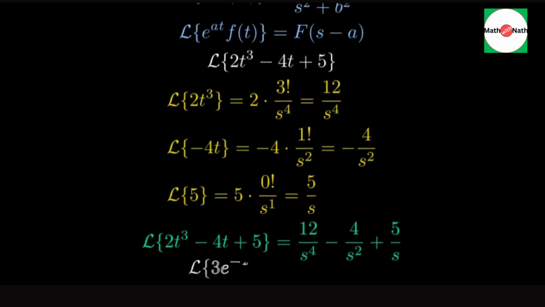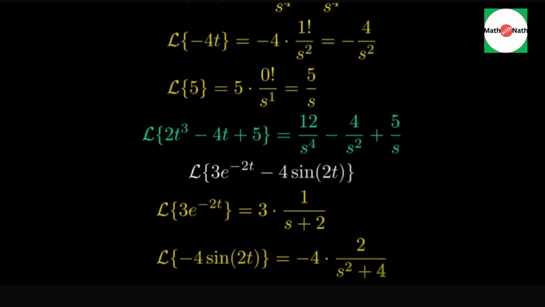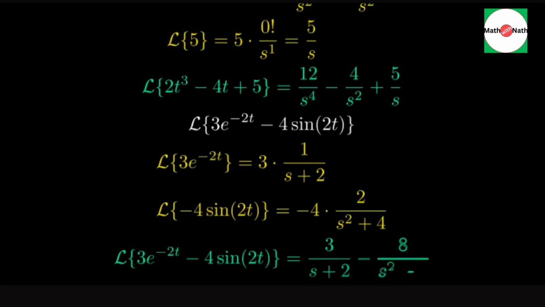Example B. Find the Laplace transform of 3e to the negative 2t minus 4 sine of 2t. The transform of e to the at is 1 over s minus a. Here a equals negative 2, so the denominator becomes s plus 2. For sine of 2t, the transform is b over s squared plus b squared, with b equals 2. So the final Laplace transform is 3 over s plus 2 minus 8 over s squared plus 4.